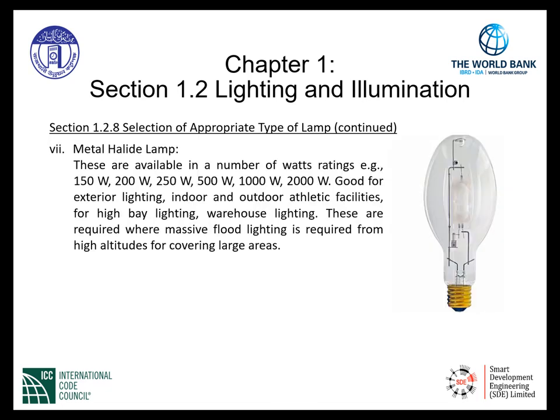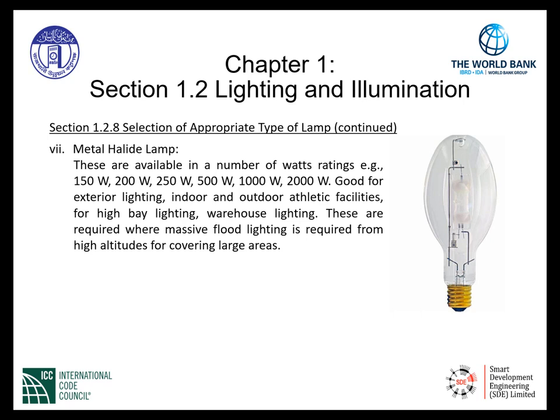Metal halide lamp, indicated in item 7 of section 1.2.8. These types of lamps produce an electrical arc between two electrodes in an atmosphere of argon, mercury, and metal halides, which are produced by combining halogen with a metal. These are available in a number of watt ratings. For example, 150 watt, 200 watt, 250 watt, 500 watt, 1000 watts, and 2000 watts.